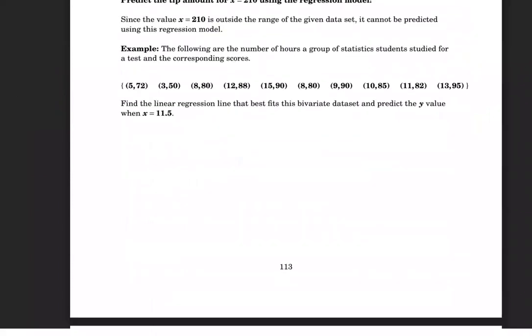Don, were you able, or was anybody able, to find out what it is? Yeah, I got it. Okay, go ahead. It's y hat equals 3.04x plus 52.60. Okay, there you go. That's exactly what it is.